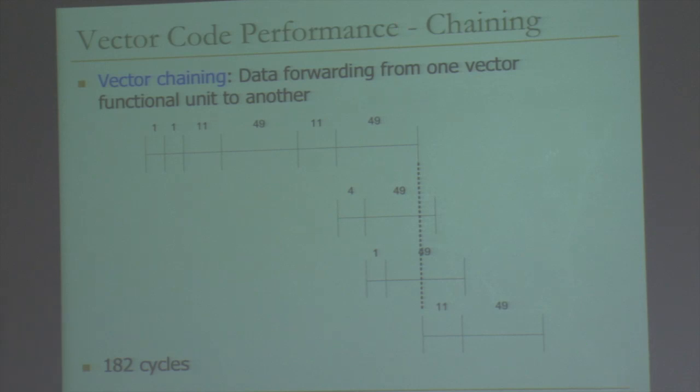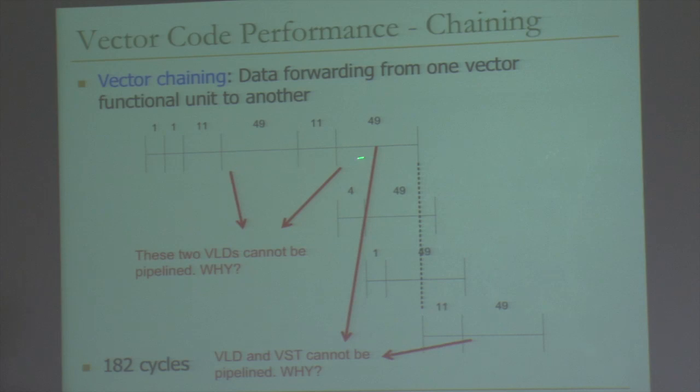OK. Now let's improve them. Well, I guess I've given you the answer over here. These two vector loads, even though they're independent of each other, cannot be pipelined. Why? Well, because you have only one port. Here, I've already given you the answer.